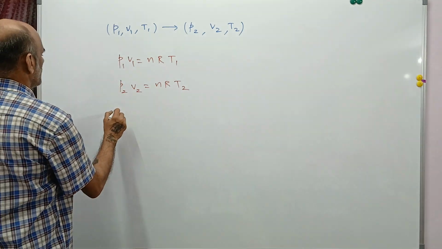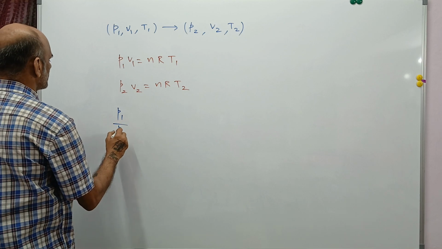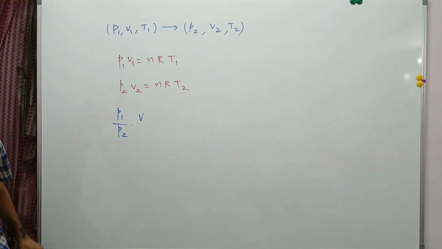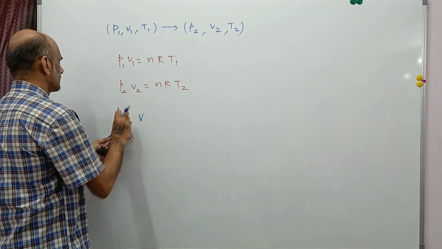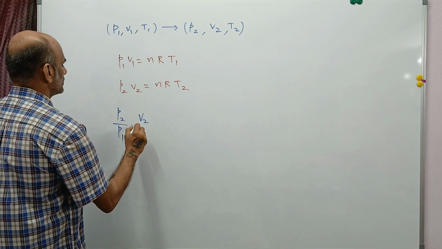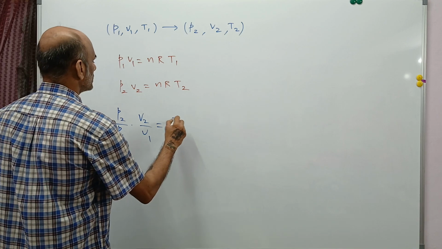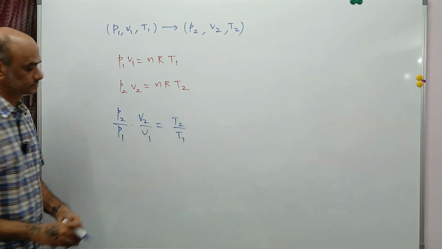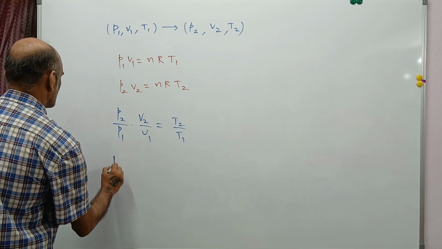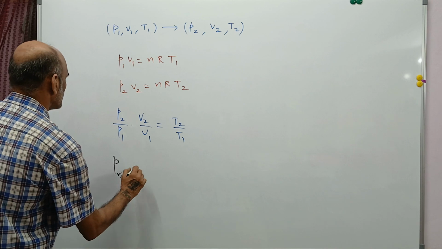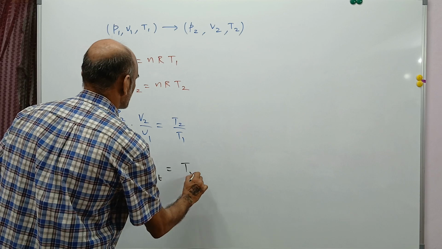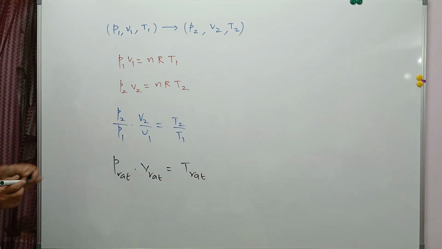So if I divide these two, I'll get the ratio of pressure, final by initial, P2 by P1, into V2 by V1, equal to T2 by T1. So I'll get this result: pressure ratio into volume ratio equal to temperature ratio. This is for a given amount of gas.